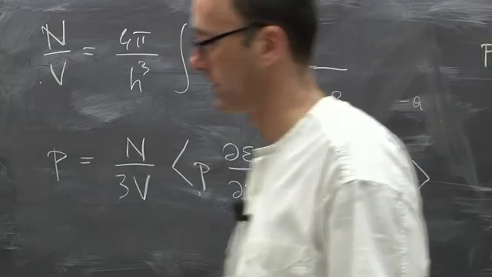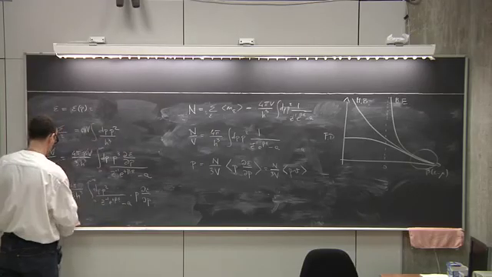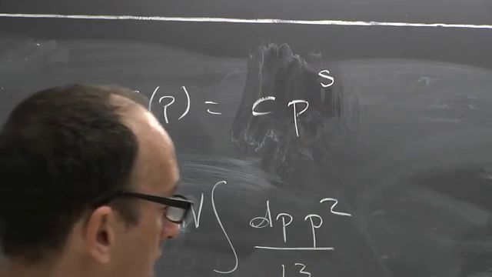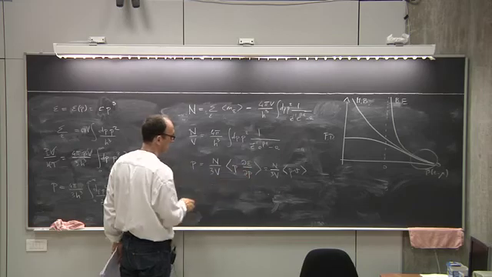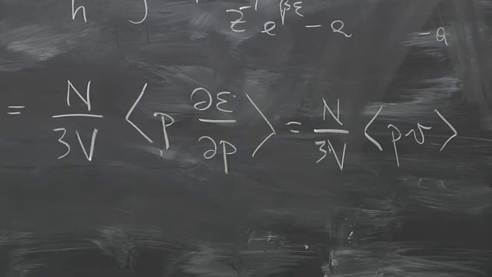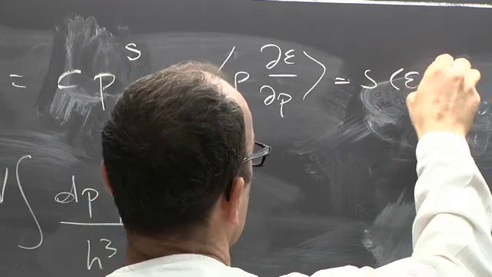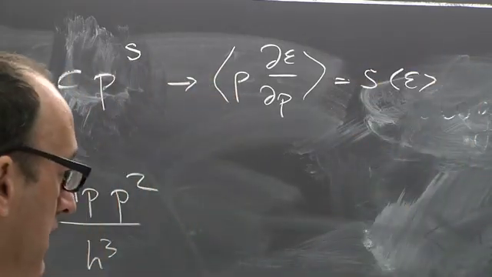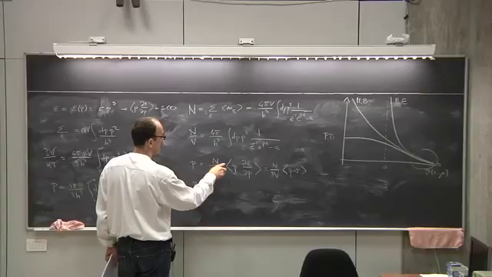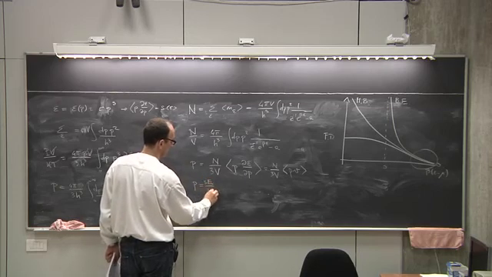And in particular, if the energy is of this form, proportional to momentum to some power s, then you see that P times d epsilon dP is essentially S times the average energy, right? And then this equation becomes that P is equal to N times the average energy, which is essentially the energy divided by S times E divided by 3N.